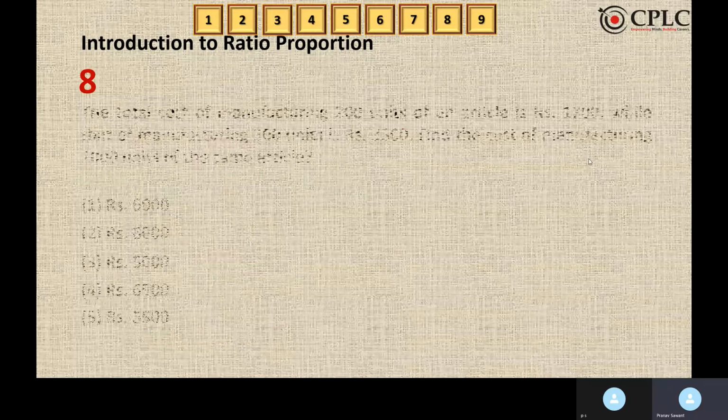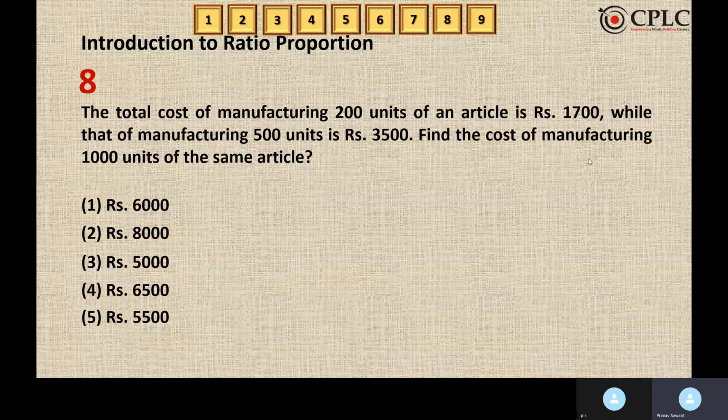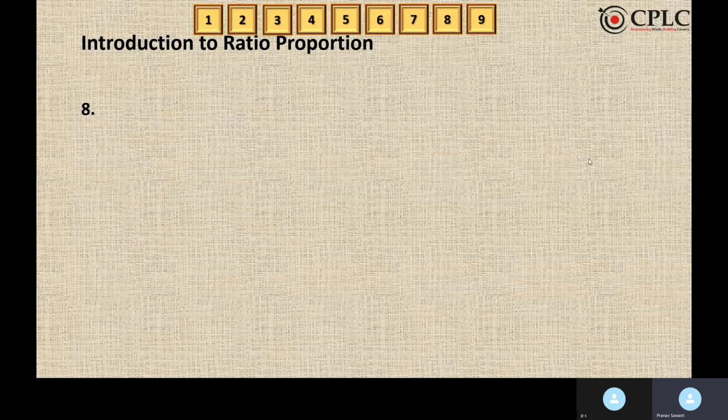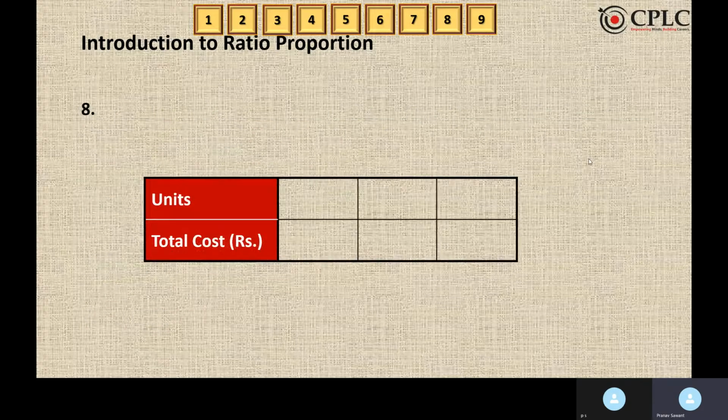The total cost of manufacturing 200 units of an article is rupees 1700, while that of manufacturing 500 units is 3500. Find the cost of manufacturing 1000 units of the same article. Now, in this case, it is a different question. This question involves the concept of additional units directly proportional to additional cost. So, we'll make a table over here and let's put in the values that we have.